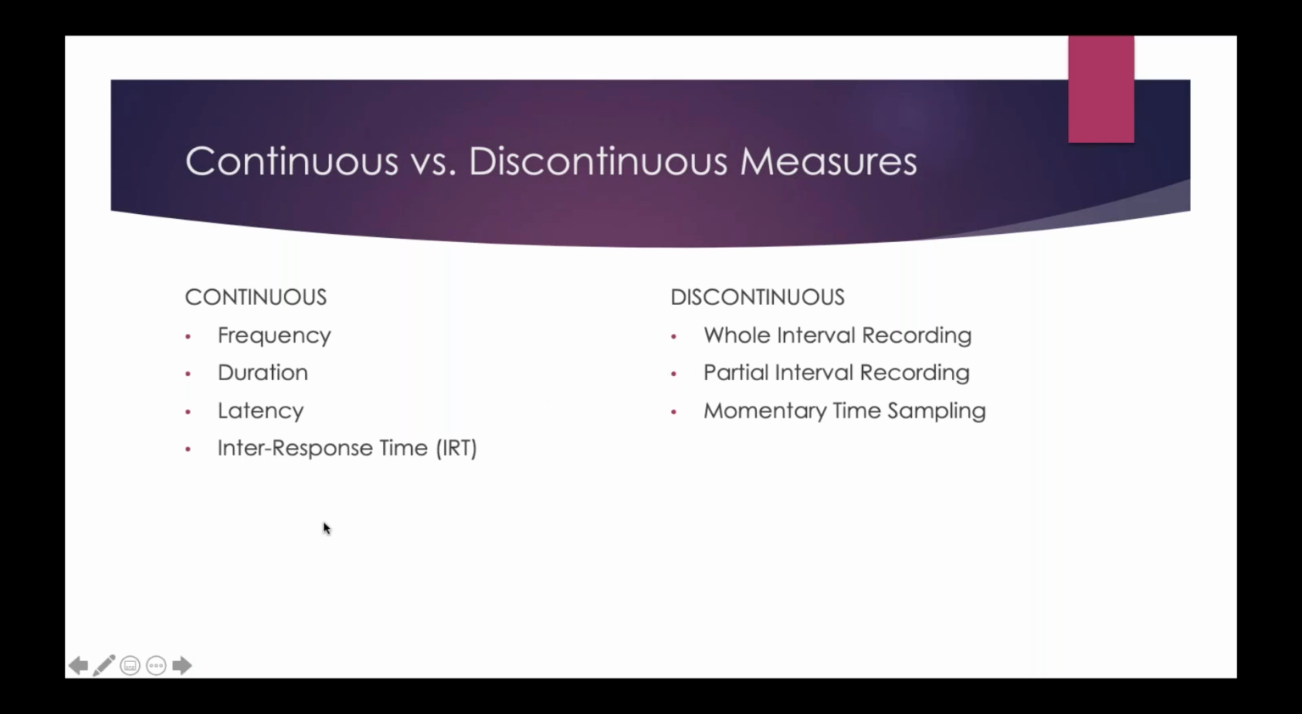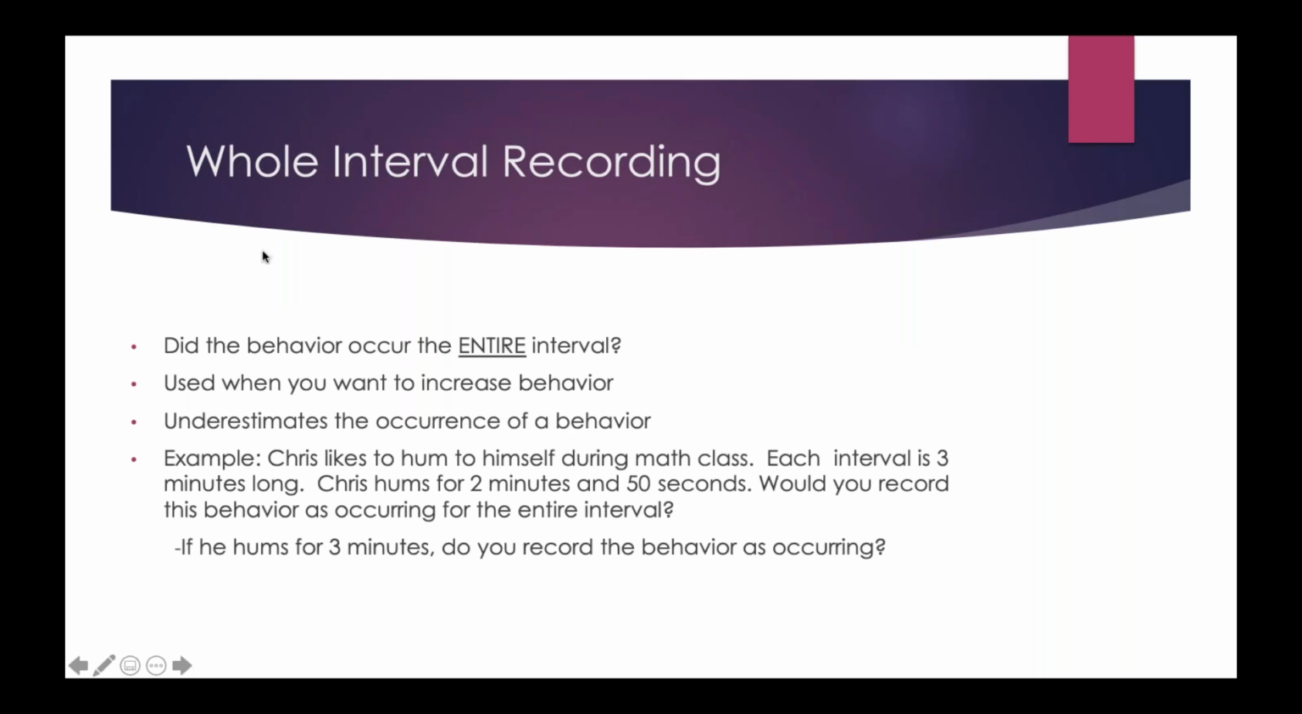Next we'll talk about the types of discontinuous measurements. First is whole interval recording. Plain and simple, did the behavior occur the entire interval? You use this when you want to increase a behavior, and it can underestimate the occurrence of a behavior.